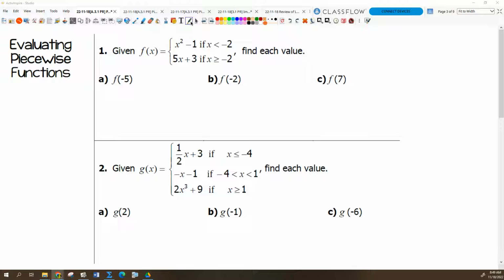So we're going to end up with, what do we get here? -5 is less than -2, so we're going into the blue piece on the top. So f of -5 just equals -5 squared minus 1. Plugging straight into the top one. So what's that give us? What's -5 squared? 25 minus 1? 24.